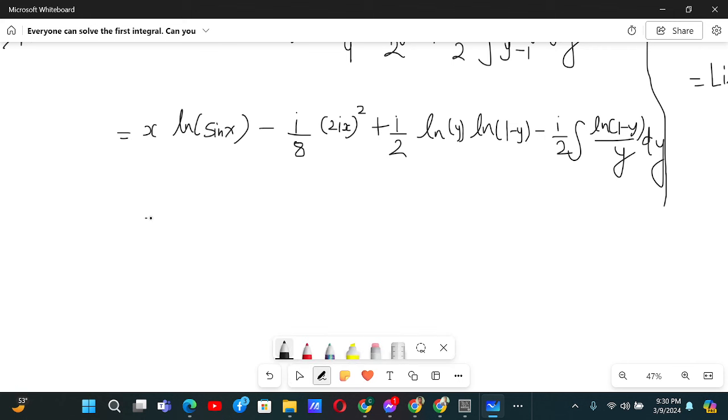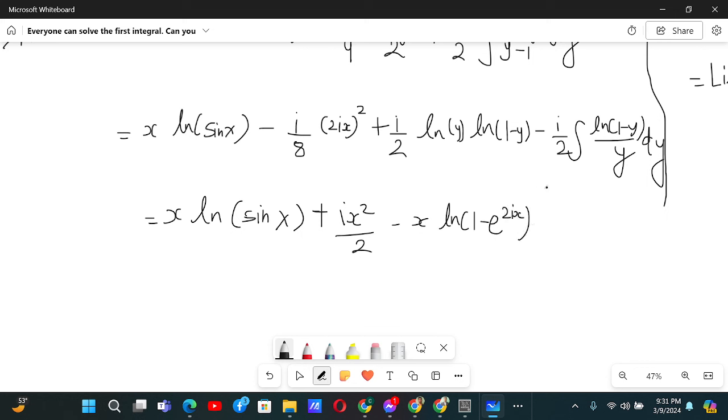x ln of sine x minus, basically now i squared is minus 1, so minus minus plus, plus i x squared by 2, 4 cancels out, and then plus, now y is 2ix, so we have e to the power 2ix, so ln of e to the power 2ix is just 2ix, 2 cancels out, and so this is just minus x, and then ln of 1 minus e to the power 2ix, and plus i by 2, and this is just Li2 of y, and we know y is e to the power 2ix.